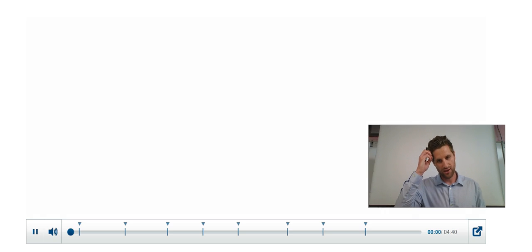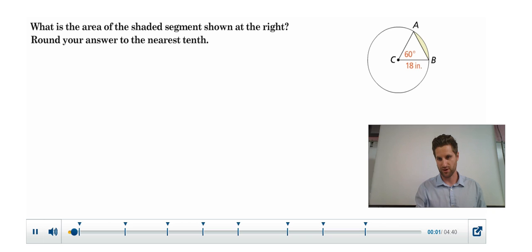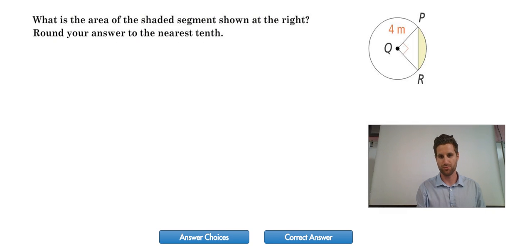So this is finding the area of a segment. We're not doing this problem. We're going to do this problem. So this is the one we want. So you want to write down this guy. This is our segment we're trying to find right in here, this little shaded region.